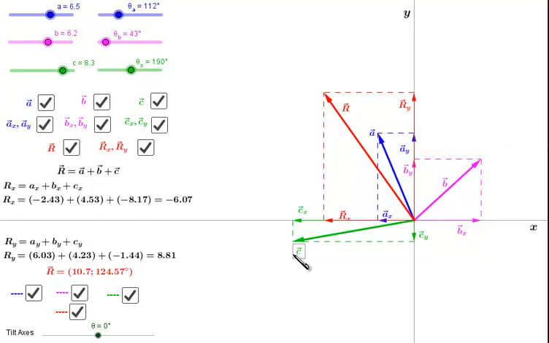So I hope this is helpful. In class, we will practice this quite a bit.